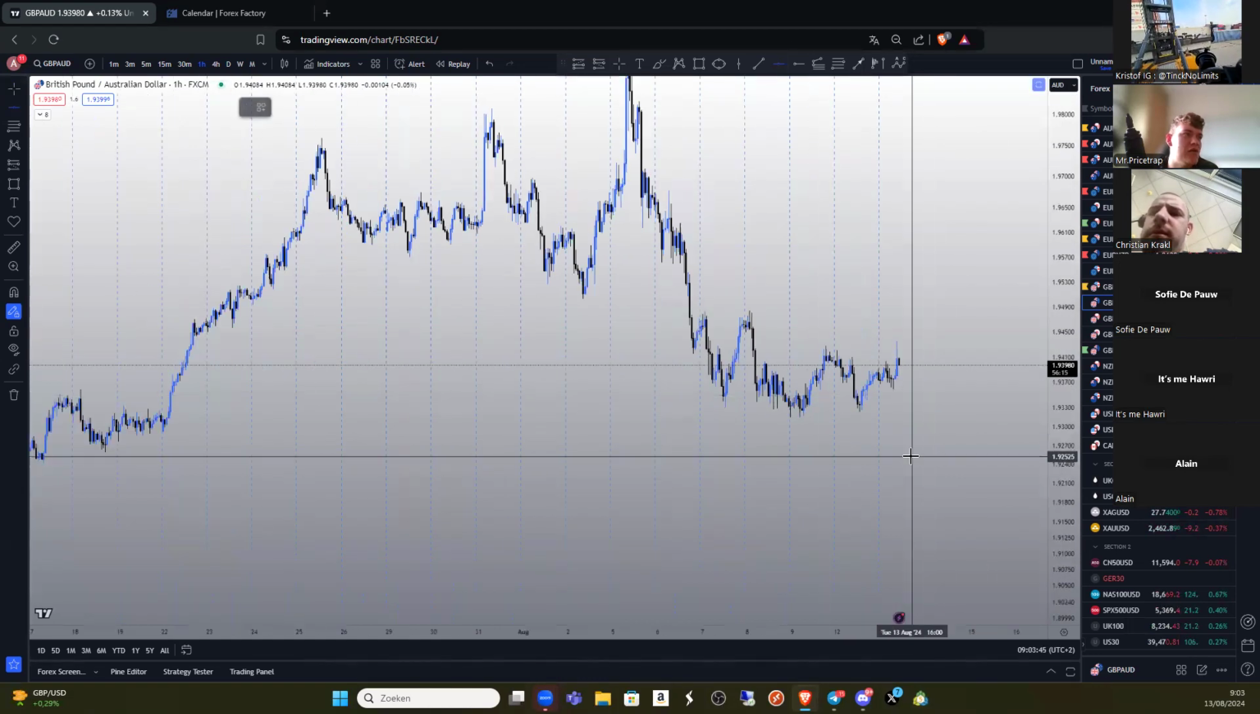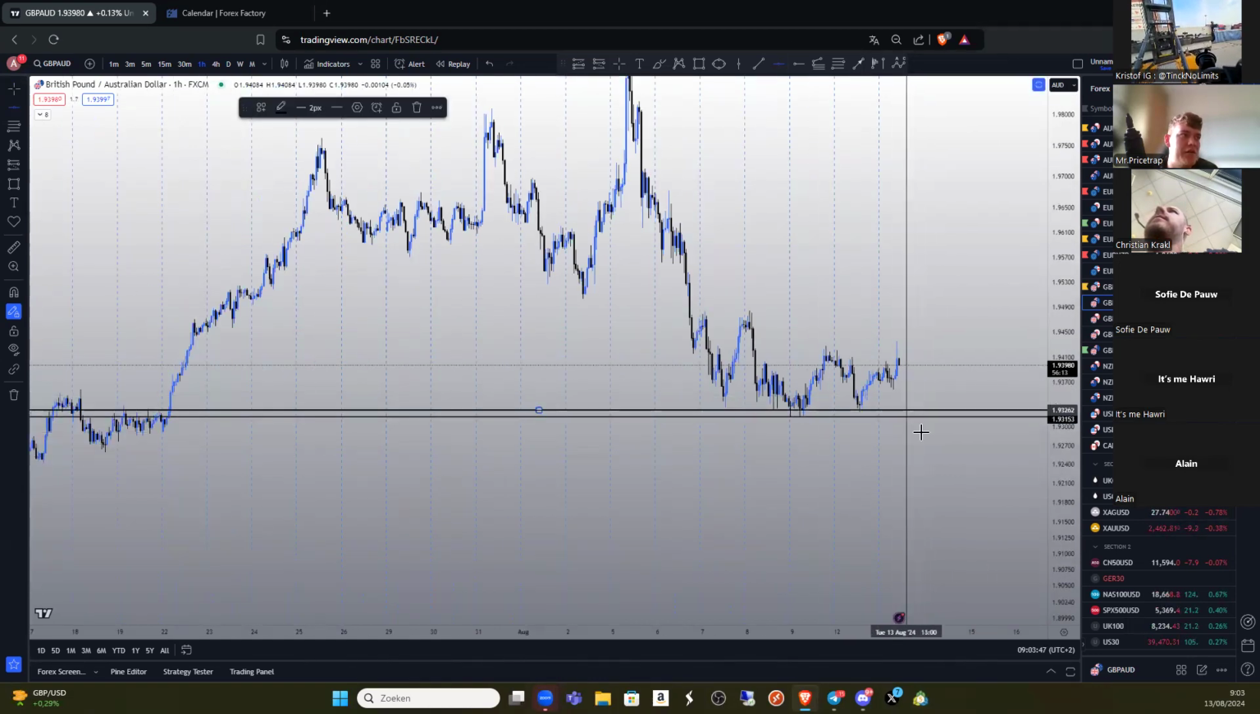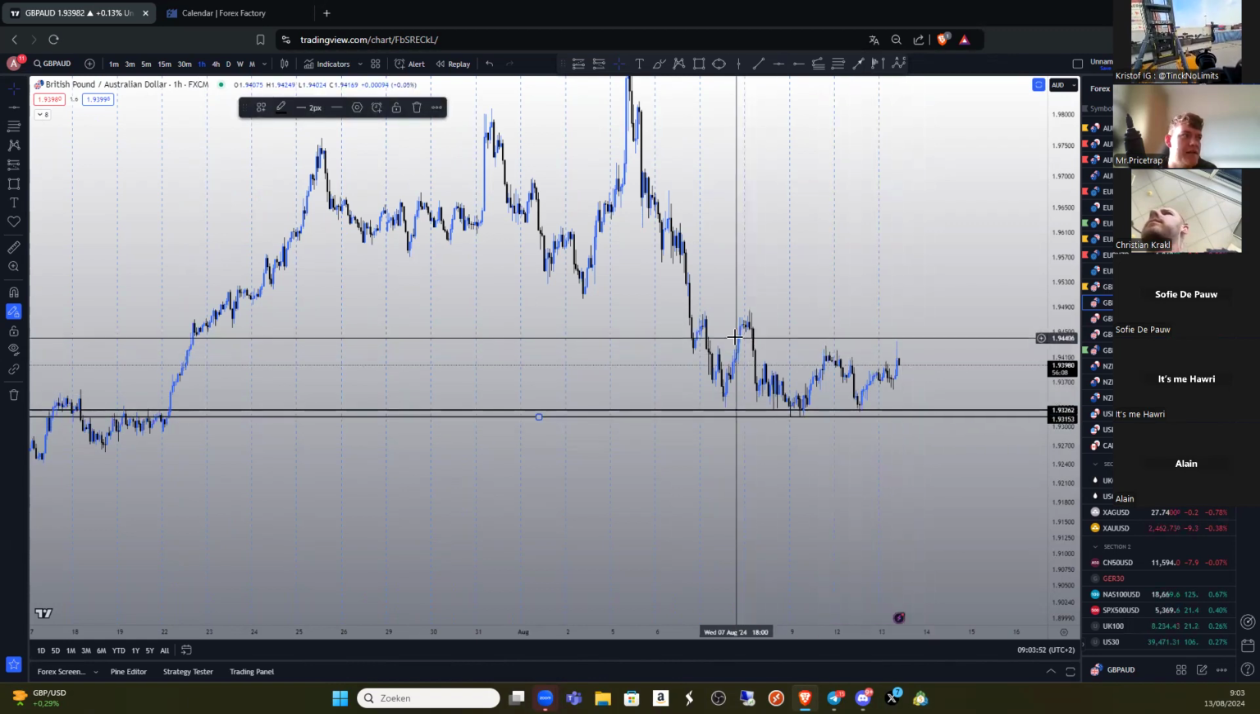GA. I was looking at this one yesterday. What I was looking for with GA was getting a higher retest in these supply levels, which is pretty much happening right now.